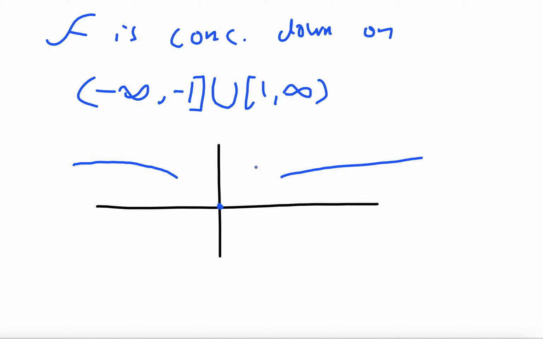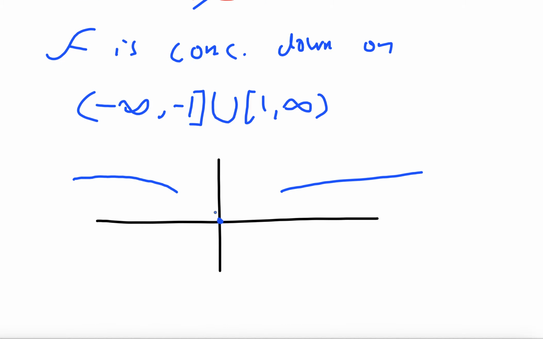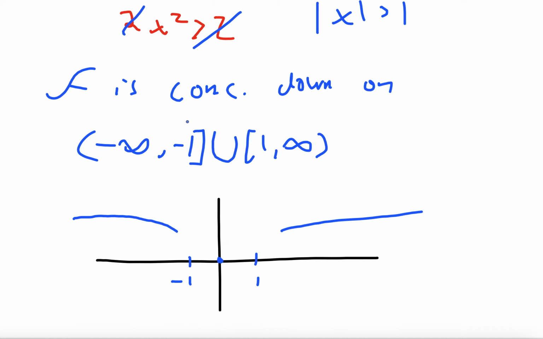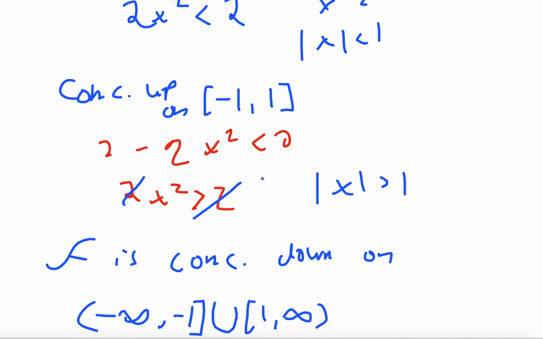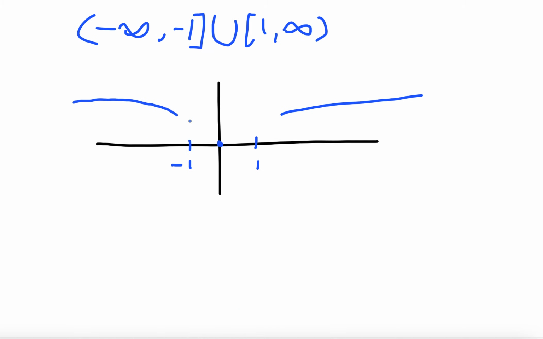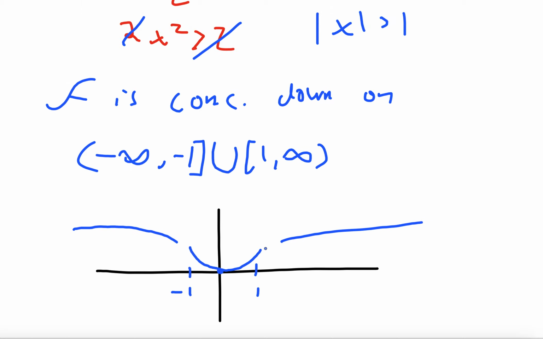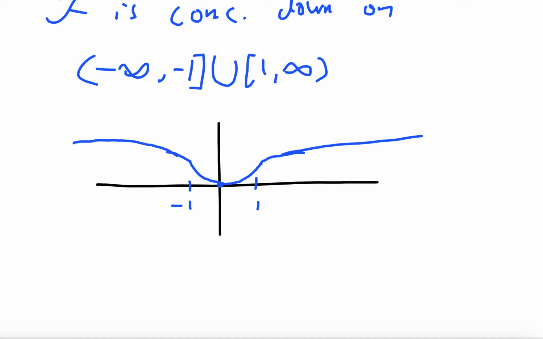Now, why am I not filling this center part? Because this is where the concavity happens. We have concave down on negative infinity to negative 1, union 1 to infinity. But we have concave up on negative 1 to 1. So we have some sort of up like a cup behavior over here. And then it changes concavity on the other endpoints like this. So here's a good estimate of what the natural log of 1 plus x squared looks like.